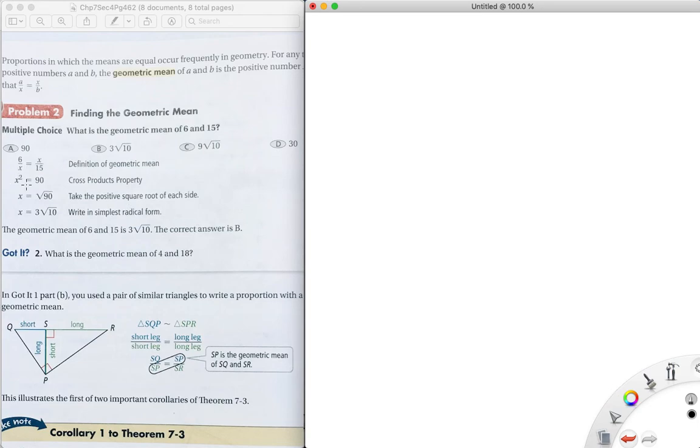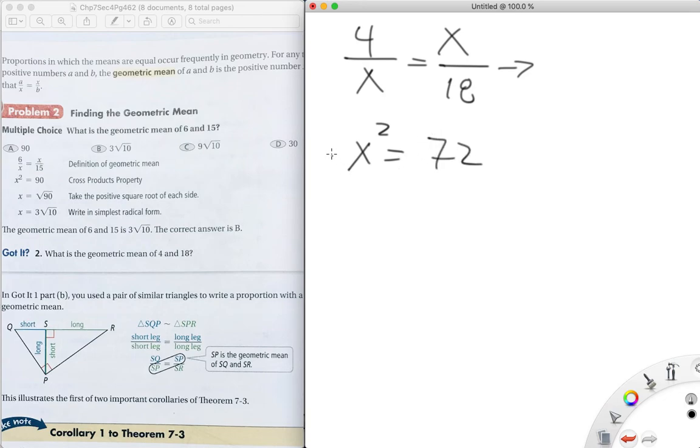So if I wanted to find the geometric mean of 4 and 18, 4 would be in the numerator, x would be in the denominator, x would be in the second numerator, and 18 would be down here. I would cross multiply. x times x is x squared. And then 4 times 18 is 72. And then I would square root both sides, because the square root cancels out the square. It gives me x by itself, and it'd be the square root of 72.